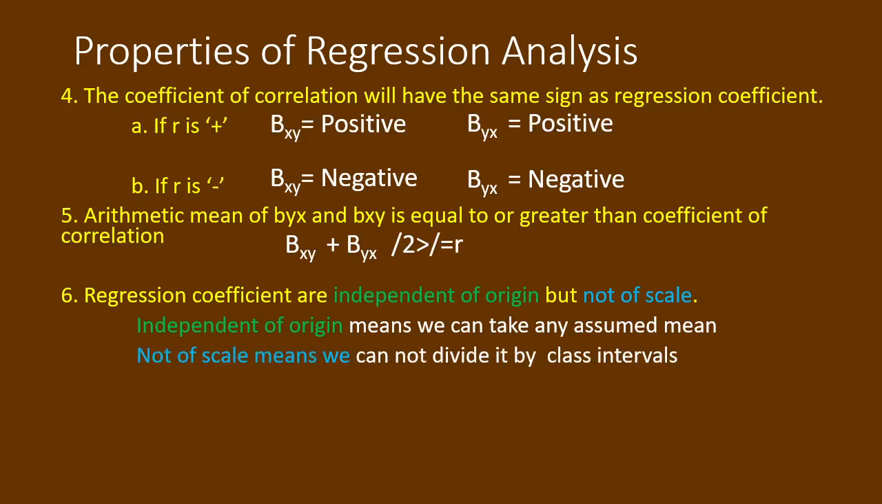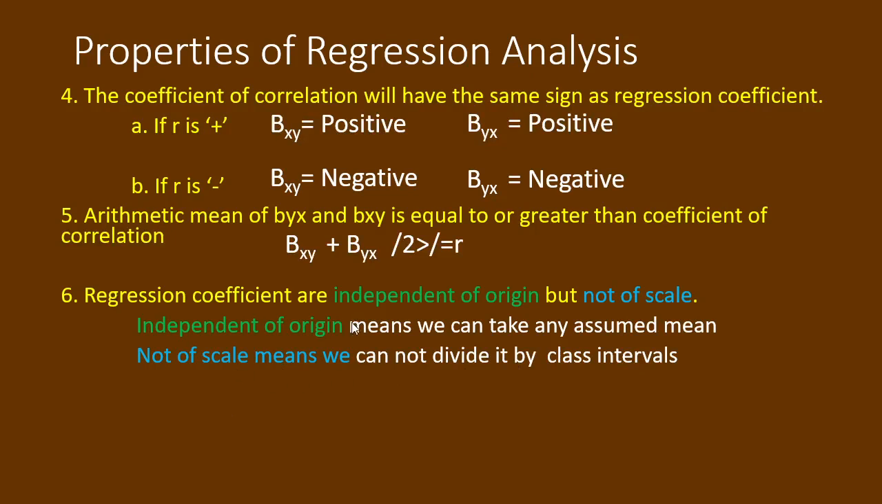But it is not independent of scale. That means we cannot divide it by the class interval. So in case of considering dx values, our formula is x minus a divided by c. Here divided by c indicates divided by class interval. But in case of regression, we cannot divide by class interval. If we have considered dividing by class interval in our final solution, we have to give reverse adjustments to this class interval. We have to multiply by class interval at the end.